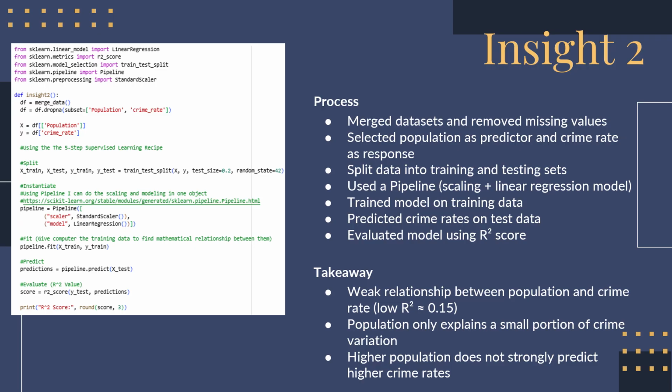a scaling and linear regression model, and trained the model on training data. This helped predict crime rates on test data, and it gave us an R2 score. The takeaway from this was that there was a very weak relationship between population and crime rate. In other words, as the population grows, that did not necessarily mean that the crime rate would grow. And therefore, the population only explains a small portion of crime variation.